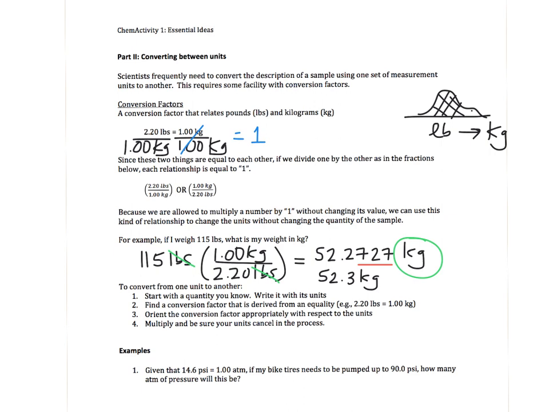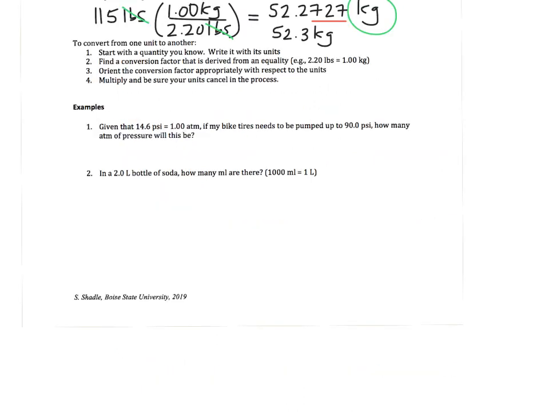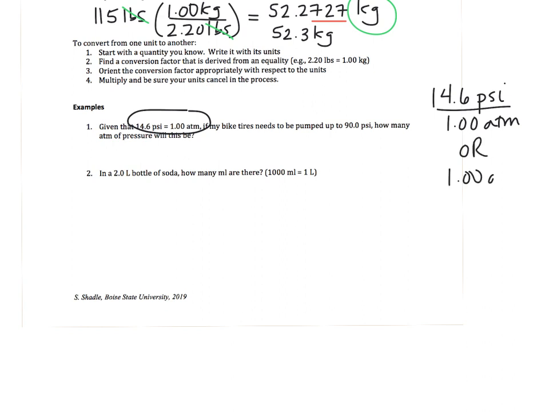Let's do a couple of examples. I am given an equality. So here's an equality. And remember that I can take that equality and I can convert it into a conversion factor. So I can either say 14.6 psi over 1 atmosphere, or 1 atmosphere over 14.6 psi. Either one of those things is like a 1, and I can use it to convert from one unit to the next.